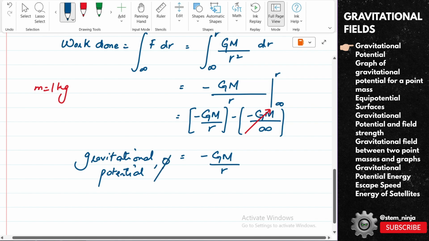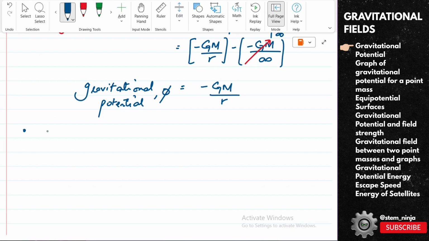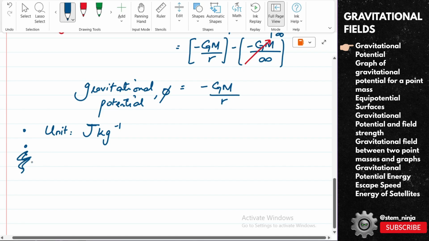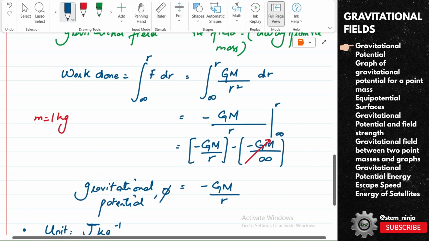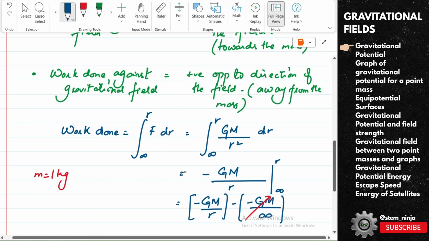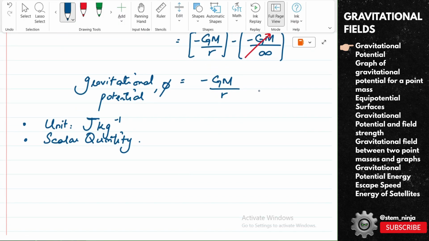So this is the formula for potential. The unit for this, since we said that this is work done per unit mass, is joules per kg. And since this is a form of work done, energy transfer, it's a scalar quantity. An important concept which we saw over here also is that the potential at infinity becomes 0. This is a very important point in understanding why the gravitational potential is a negative quantity.